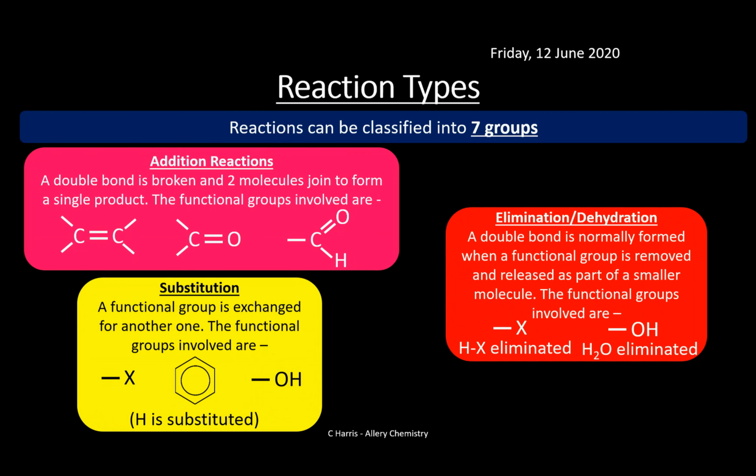Okay, so elimination and dehydration is the third way. So a double bond is normally formed when a functional group is removed and released as part of a smaller molecule. The functional groups involved with these ones, because it's elimination or dehydration, then are halogens and OH minuses, so it can form hydrogen halides that are eliminated, or water, which is a bit more obvious with dehydration. So dehydration reactions is when water has been eliminated. So these are the types of reactions there.